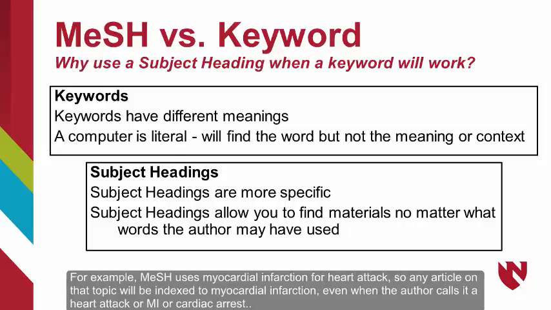For example, MeSH uses myocardial infarction for heart attack, so any article on that topic will be indexed to myocardial infarction, even when the author calls it heart attack or MI or cardiac arrest.